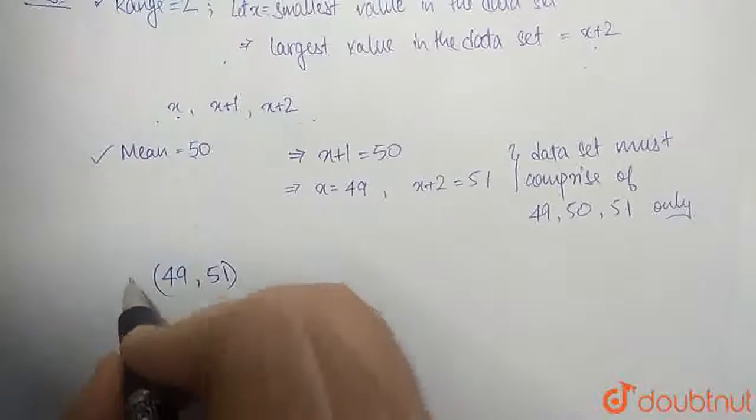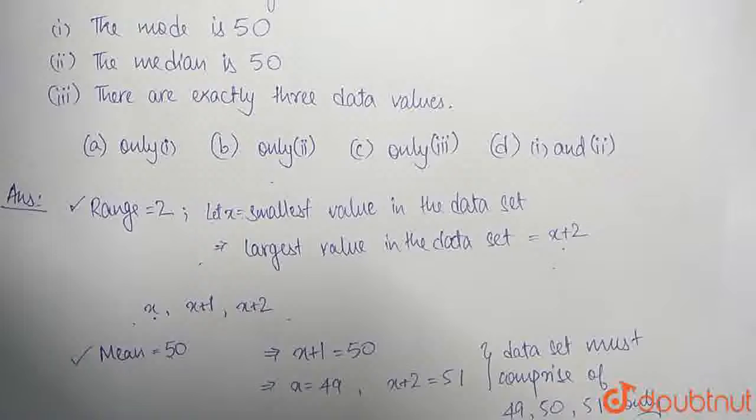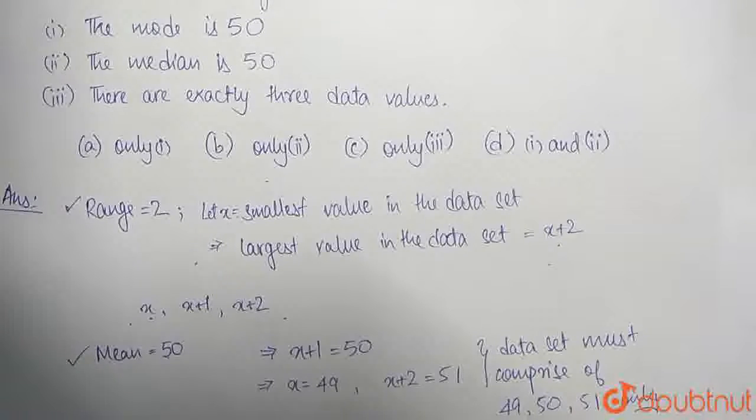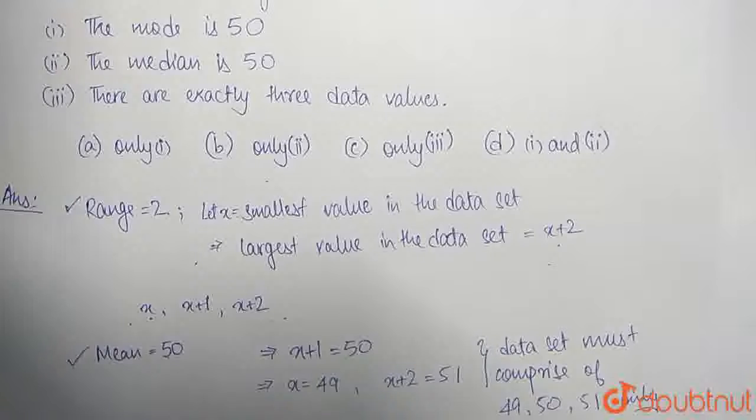Next, so this was for statement 1. Next, statement 2. Statement 2 says that the median is 50. The median is the centermost value of a dataset when arranged in ascending or descending order. Now, that holds true when there are an odd number of values in a dataset.